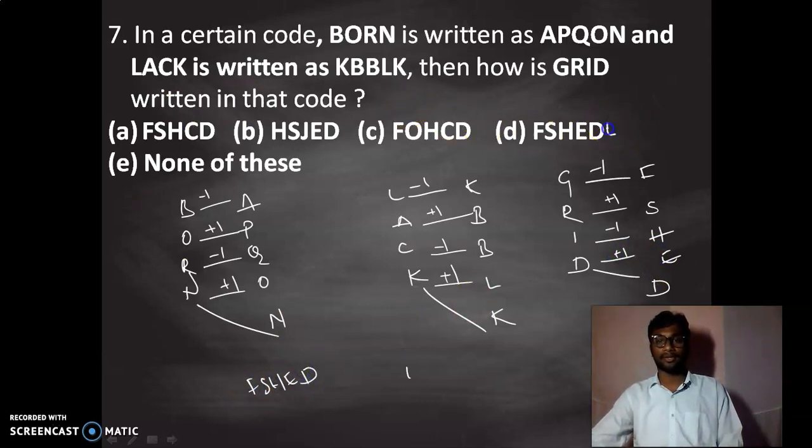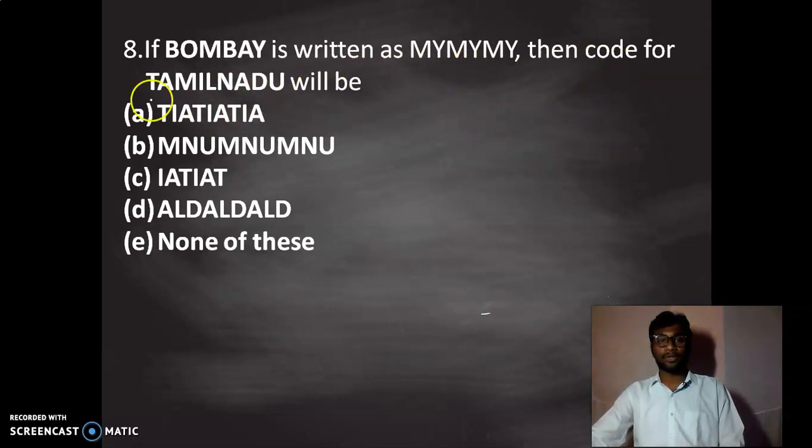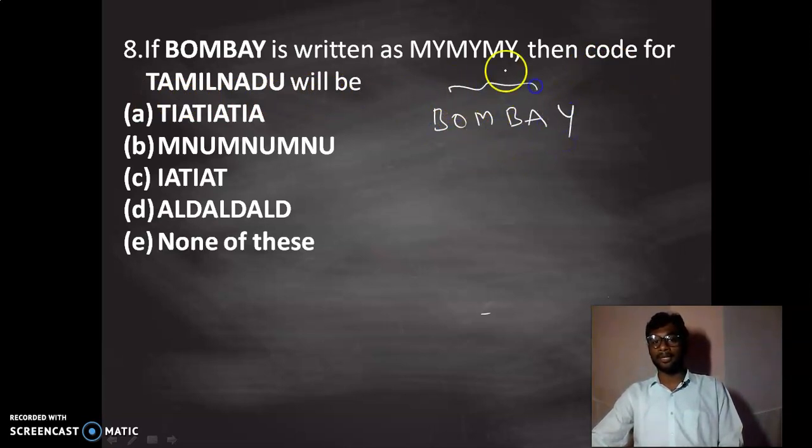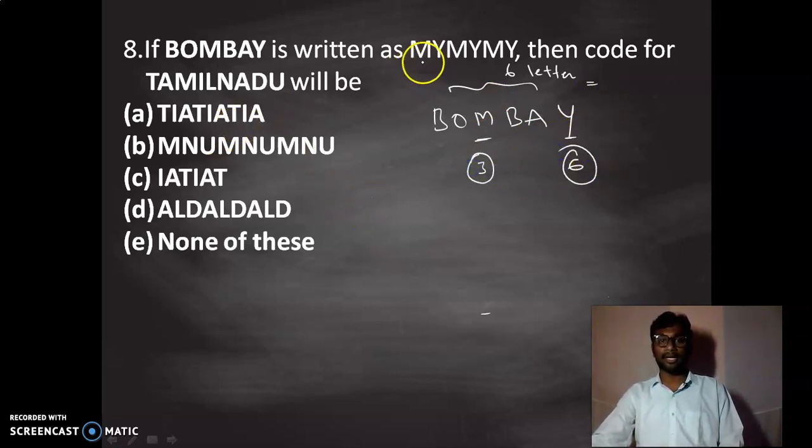Option D is the correct answer. Yes. If the Bombay is written as M by M by M by, then how is the code for Tamil Nadu written? So try to understand Bombay. Bombay is a 6-letter word, isn't it? So the 3rd and 6th letters are repeating here. Try to understand. 3 and 6. M by is repeating twice. Sorry, it is thrice. Yes.